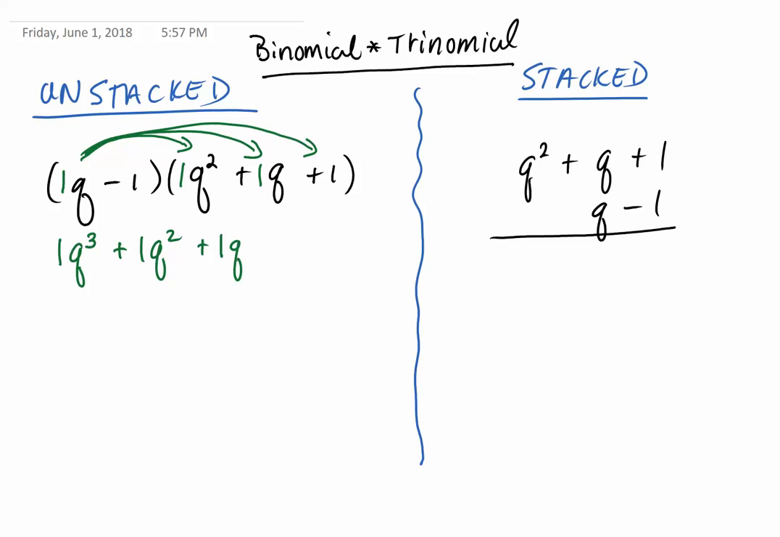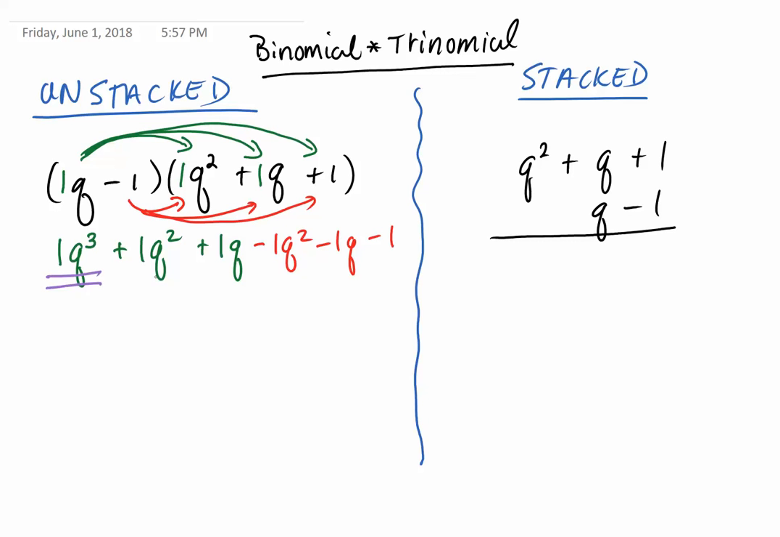q. Now I'll come back and multiply the second term of the binomial times each in the trinomial. Negative 1 times 1 is minus 1q squared. Minus 1 times 1 is minus 1q. And minus 1 times 1 is minus 1. Now we're just left to combine like terms.